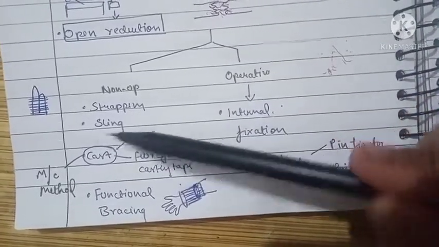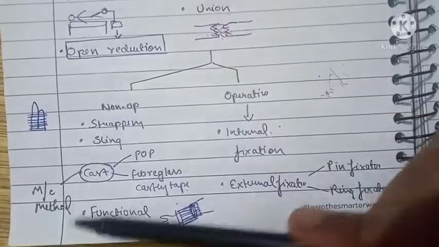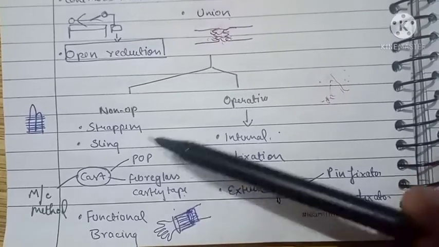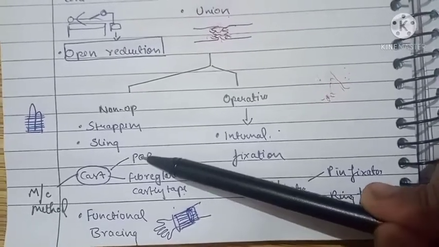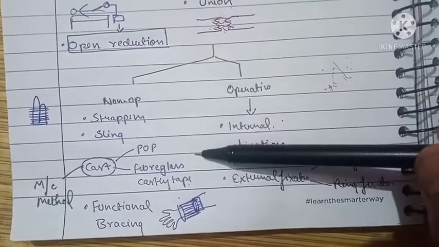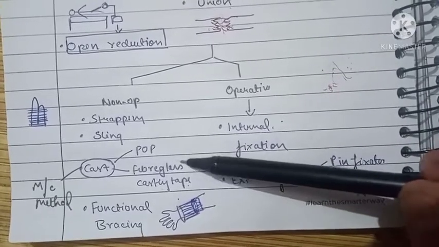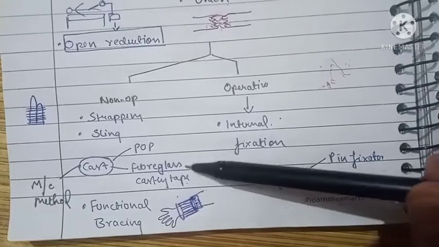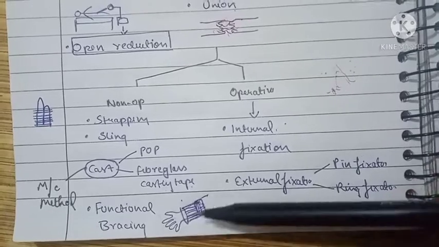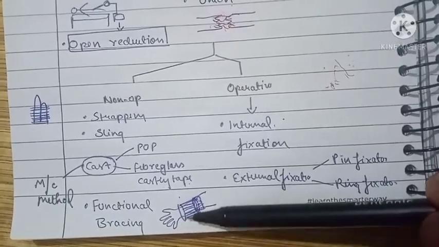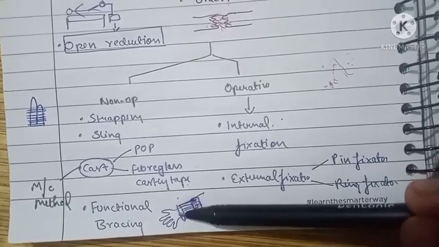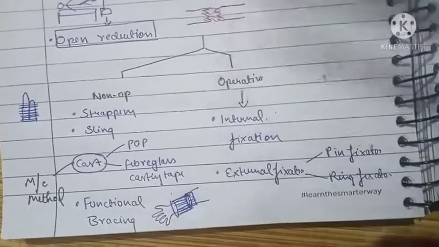Slings are generally used in upper limb fractures, like the triangular sling used in clavicular fracture. Talking about cast, this is the most common non-operative method of immobilization. There is a specific video talking about POP, that is plaster of Paris, gypsum salt, which is most commonly used for casts. Another method is fiberglass casting tape, which is widely used nowadays because it is radiolucent and X-rays can visualize through it. The final method is functional bracing. This method is used in a stable joint. Here the joints above and below the fracture point are not immobilized, only the fracture segment is immobilized.